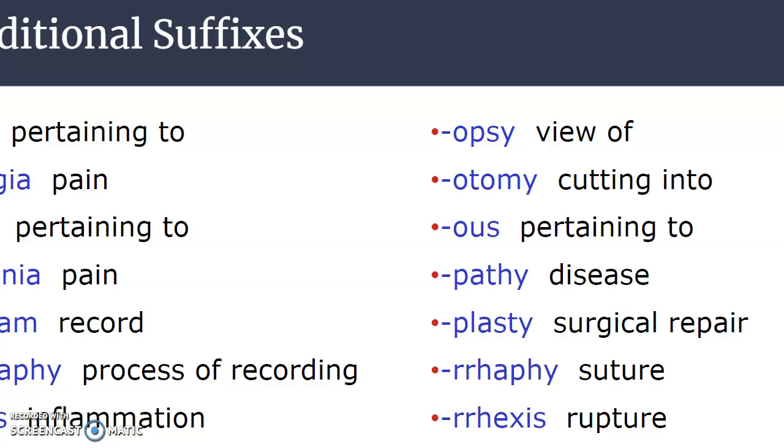Al, these ones you're already familiar with. Al, pertaining to. Algia, pain. Ar, pertaining to. Dynia, pain. Remember, dynia and algia are the same. We don't hear dynia as often. We hear algia more often, and it really depends on whether it's Greek or Latin in origin. Gram is record. Graphy is the process of making that record, so the process of recording. Itis is inflammation. I can't see what that says. Logy, is that next? Yeah, logy is the study of.